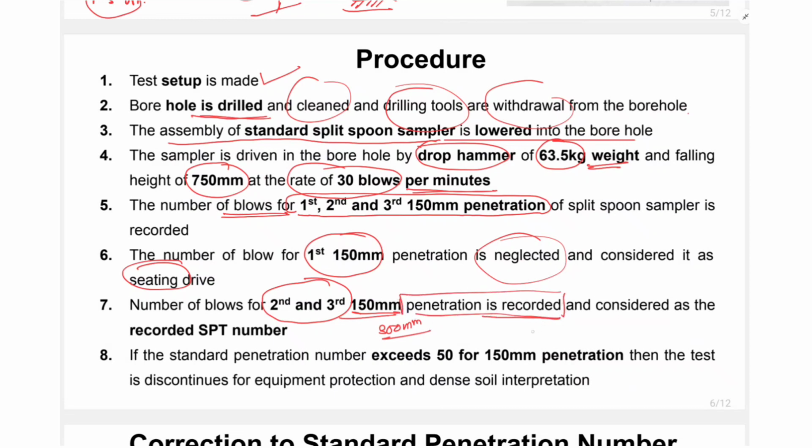Okay, so it is denoted by NR. And then there is another guideline: if the recorded number of blows for 150 mm penetration exceeds 50, then the test is discontinued, because when the number of blows is more than 50 for 150 mm penetration, this resembles very dense strata, and in that case we also have to protect our equipment.